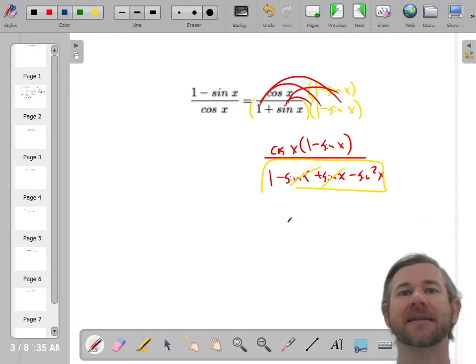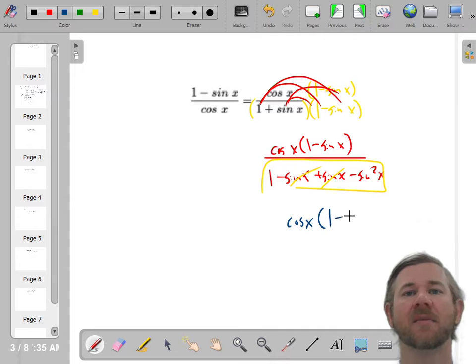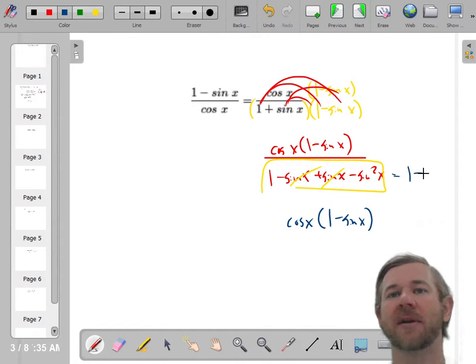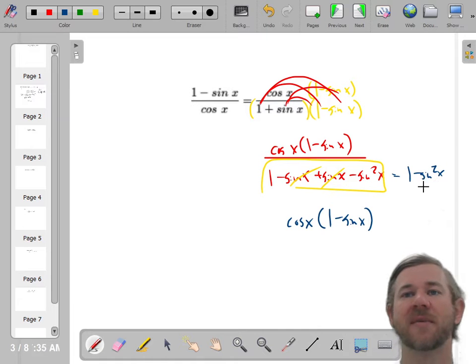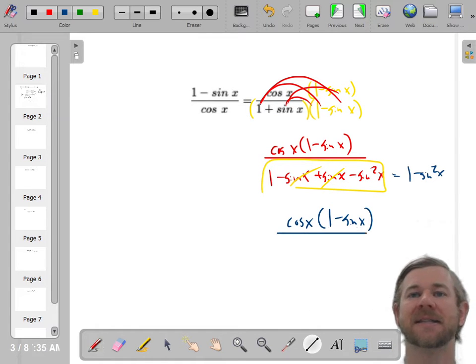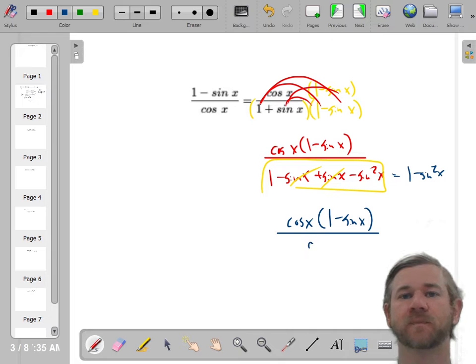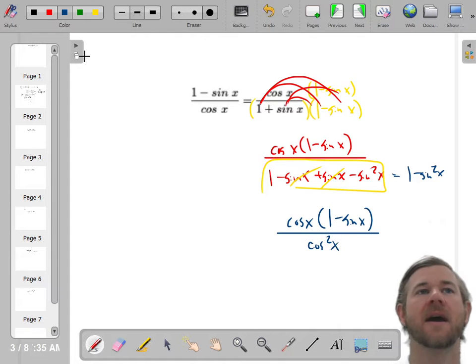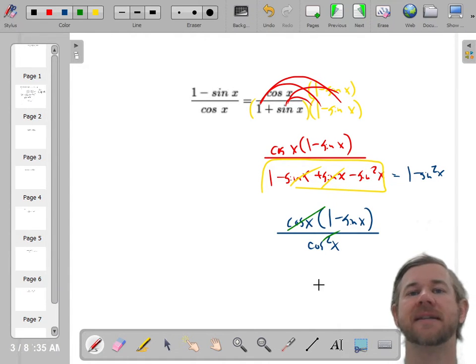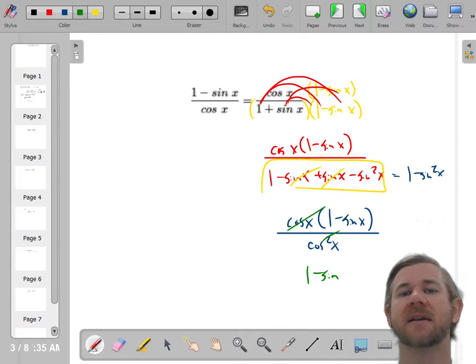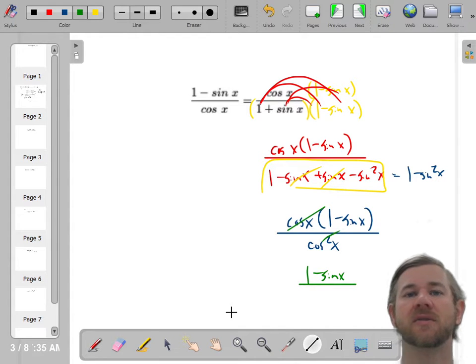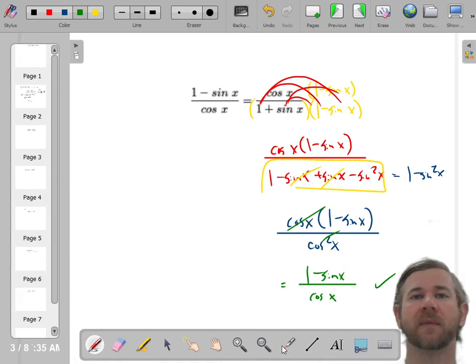So I can write this as cosine of x, 1 minus sine of x. But now, instead of, in the bottom here I have 1 minus sine squared, I should remember that's an identity. 1 minus sine squared is cosine squared. And now you can say, hey, one of the cosines can cancel out, and you have 1 minus sine of x over cosine of x. And that's what we were trying to prove. So we're done. We did it.